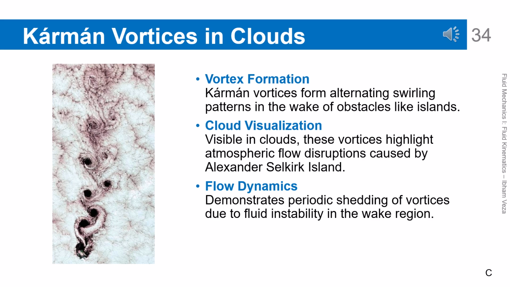Kármán vortices in clouds. Kármán vortex patterns can be observed even at the atmospheric scale behind an island. Clouds act as natural tracers that clearly reveal the vortex structures. These vortices are formed periodically due to flow instability behind an obstacle. This phenomenon shows that the same concepts apply from laboratory scale to natural scale. This example emphasizes the universality of fluid mechanics.